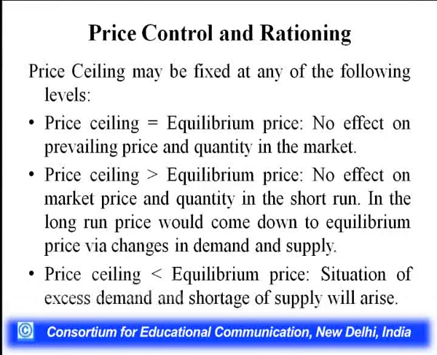The second situation may be where the price ceiling is greater than the equilibrium price. Here also there will be no effect on the market price and quantity in the short run. In the long run, price would come down to the equilibrium price via changes in demand and supply. Say, for example, if the price that has been fixed by the government is above the equilibrium price, then what will happen?